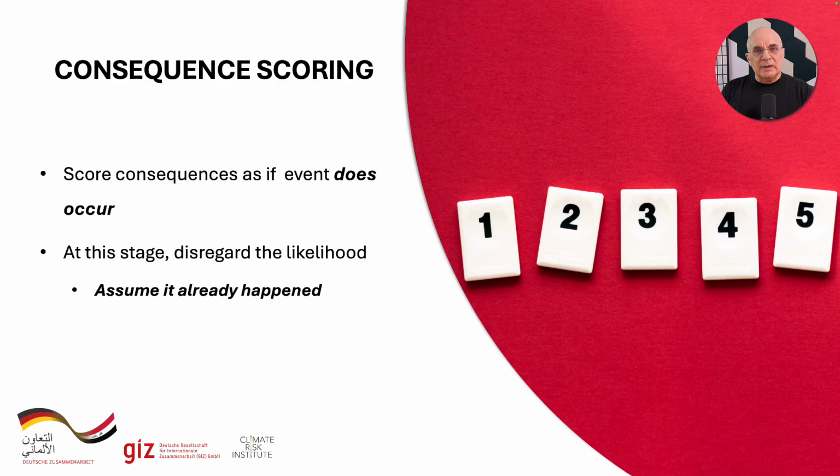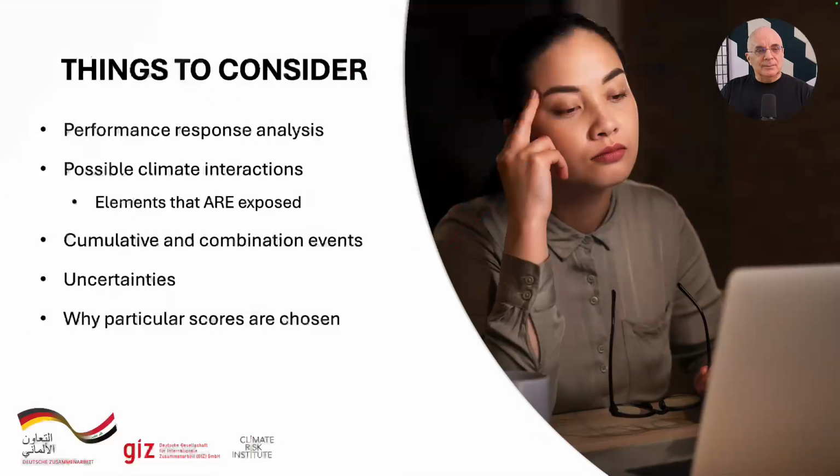So we score consequence as if the event does occur. We disregard the likelihood and we assume the event has already happened. So we need to think about our performance response analysis here, possible climate interactions, the elements that are exposed, potential cumulative and combined events that may affect things, what sort of uncertainties we have in all of this, and why particular scores are chosen, documenting our rationale as we go along.